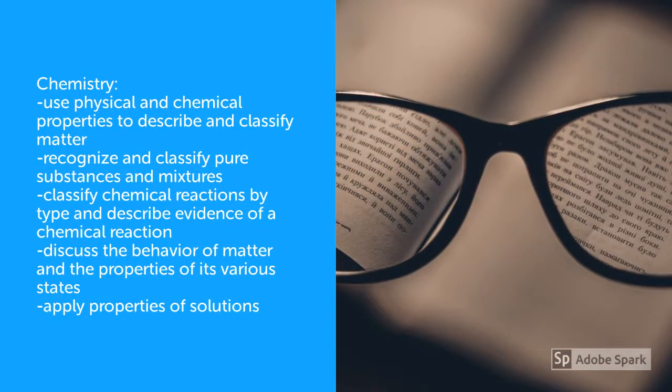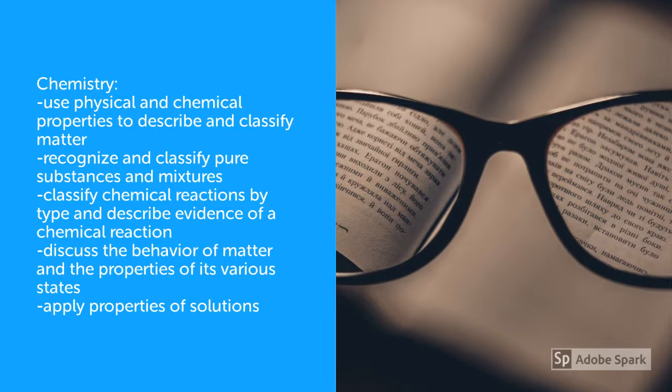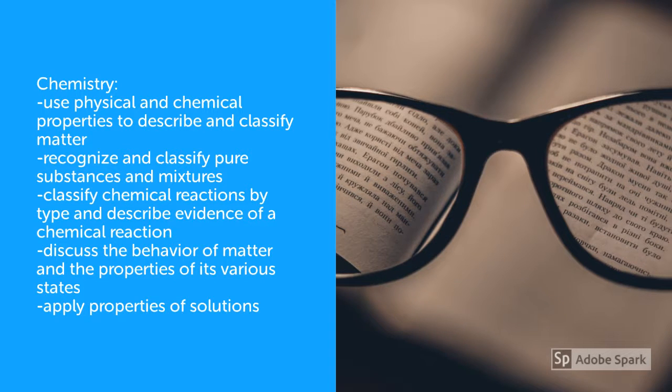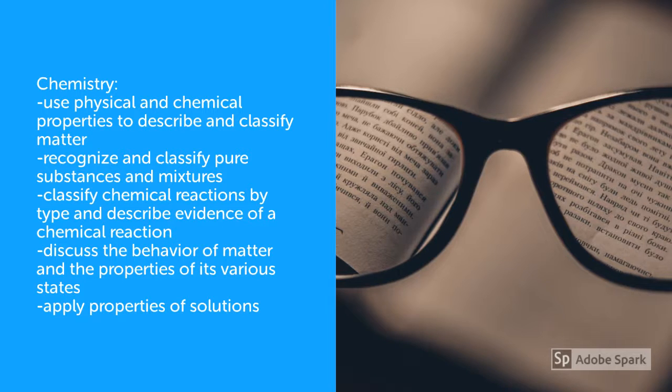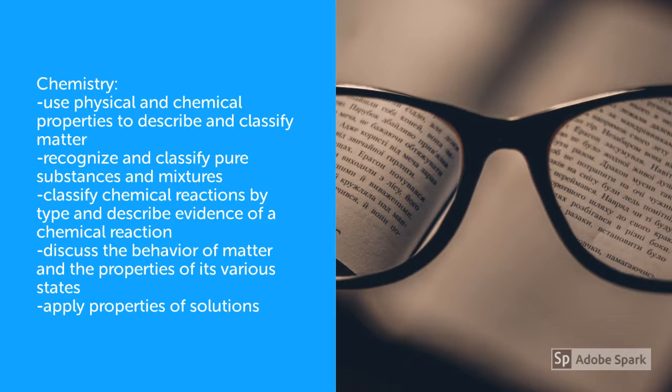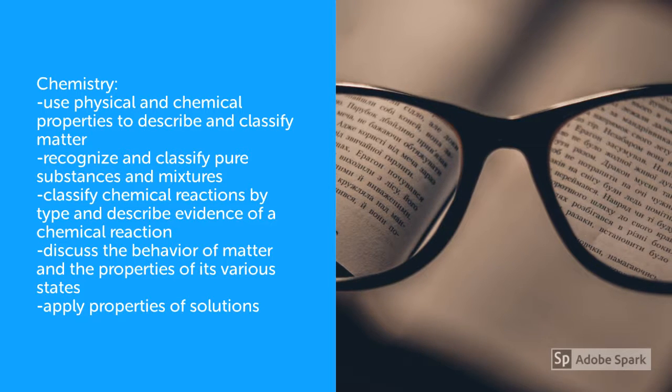In addition to objectives of science, technology, engineering, and mathematics, chemistry students will use physical and chemical properties to describe and classify matter, classify pure substances and mixtures, identify chemical reactions by type and evidence, discuss the behavior of matter, of solids, liquids, and gases, and apply properties of solutions.